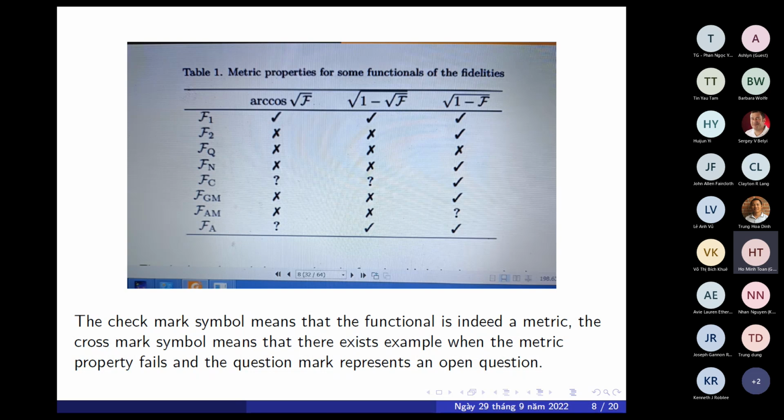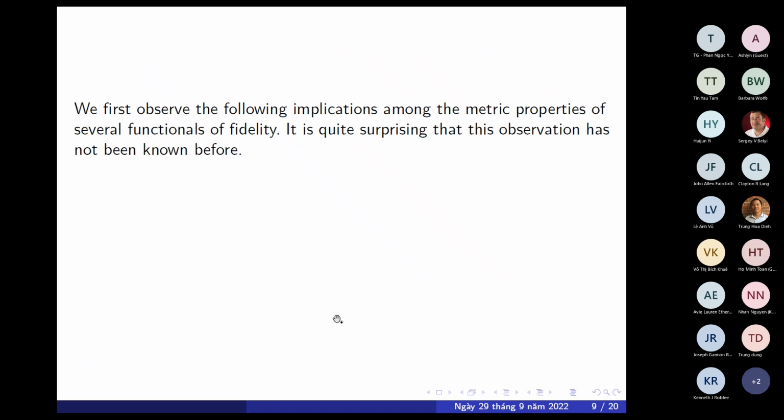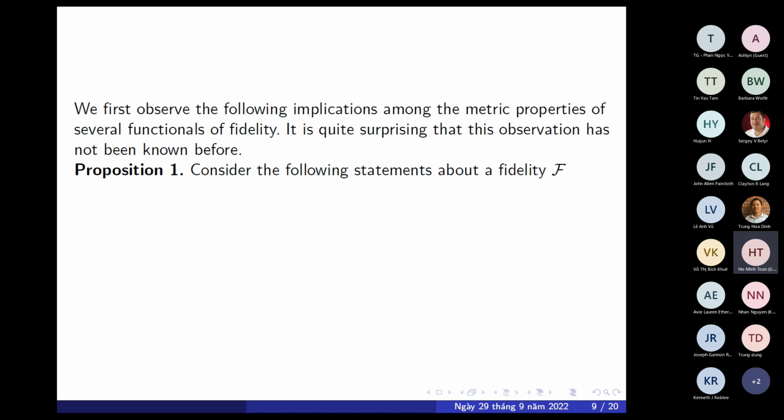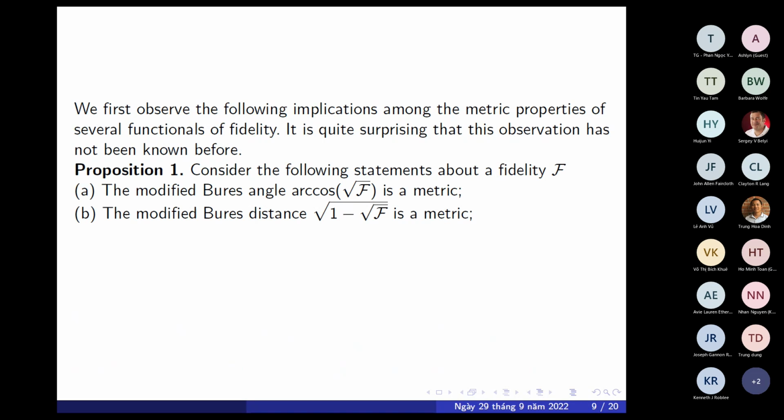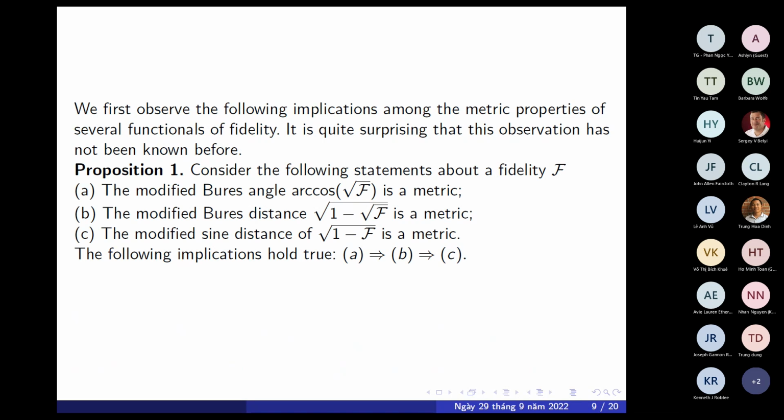So in this work, we try to answer four question marks here. And in that we answer for this metric property called the quantum state. And then at the end, we extend this property to positive semi-definite matrices.